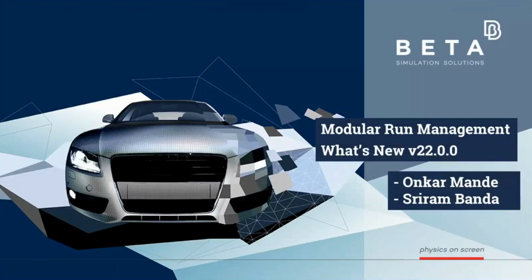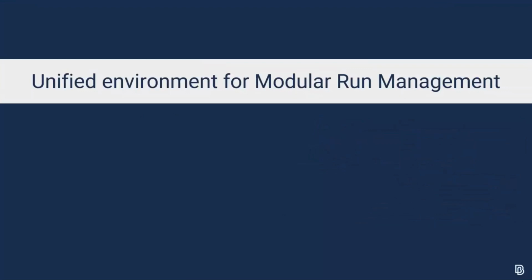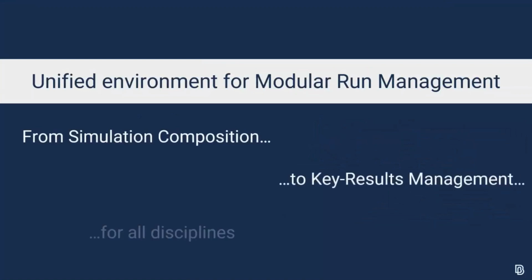There have been a lot of enhancements in the field of modular run management, and today my colleague Sriram and I will be highlighting some of the functionalities that are available from version 22 and upwards. By now, you probably are aware that ANSA offers a unified environment for modular run management, from composition of simulation runs to complete key results management. And this functionality is now completely available for all disciplines.